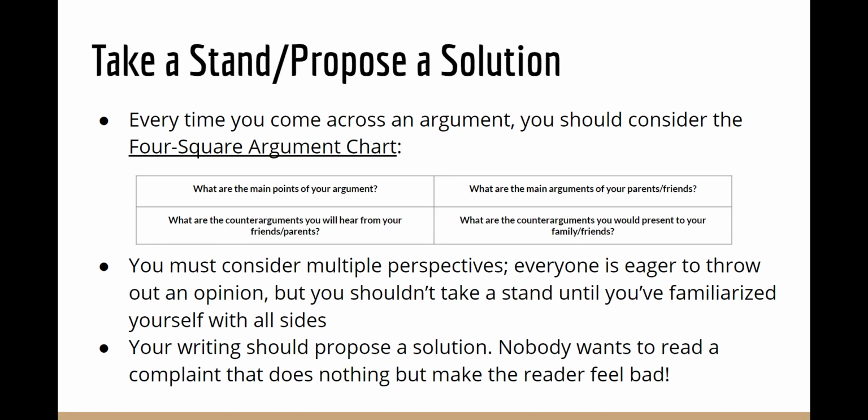Everyone is really eager to throw out an opinion, but if you're not educated about something or you don't really know every side, you really shouldn't take that stand until you've done that work and research and familiarized yourself with it. A lot of writing should propose a solution.